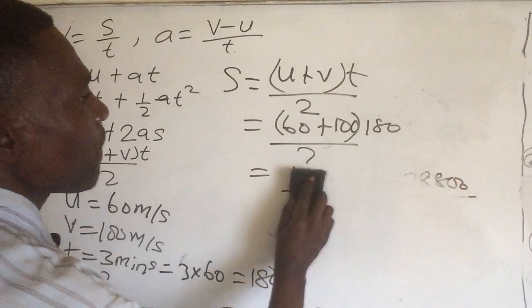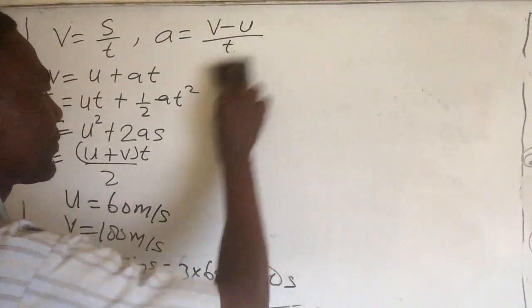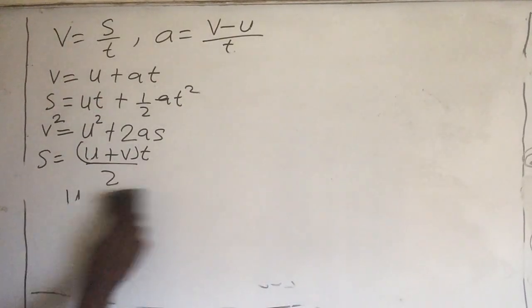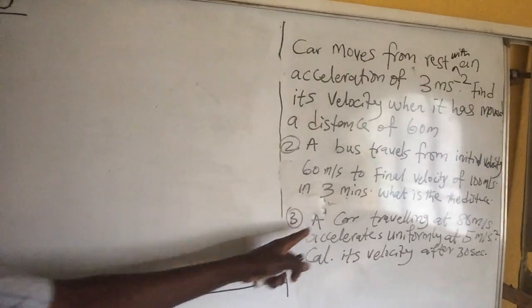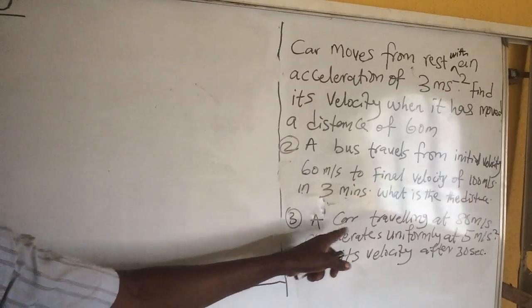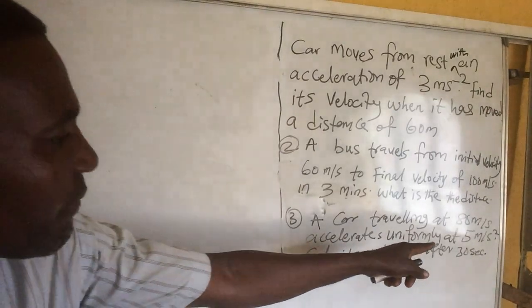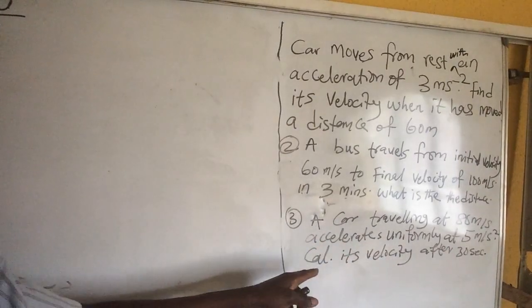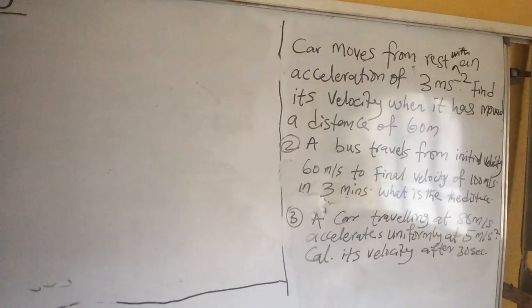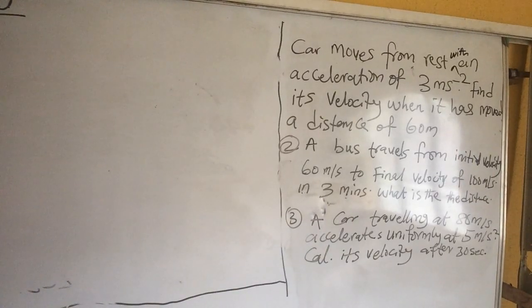Then moving to the third question, which says a car traveling at 80 meters per second accelerates uniformly at 5 meters per second square. Calculate its velocity after 3 seconds. Now, calculating its velocity is a simple thing. Now we start. Which one do we use from there?